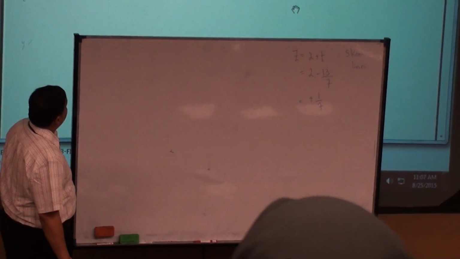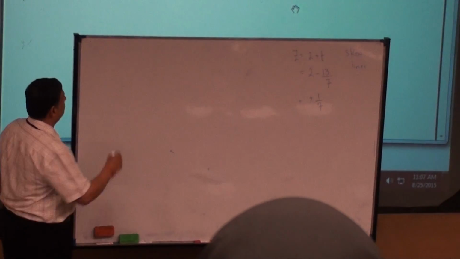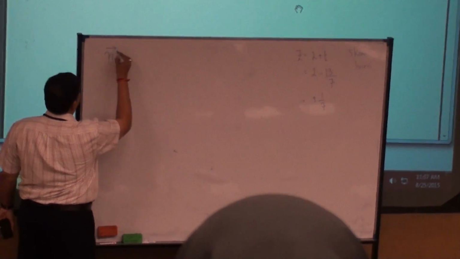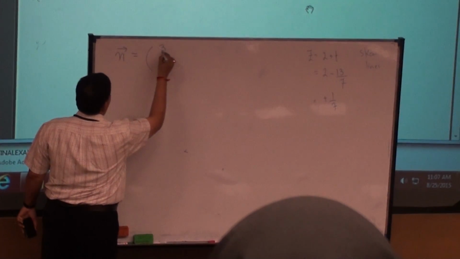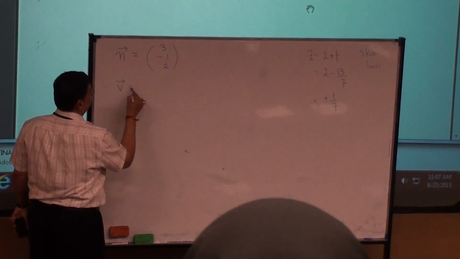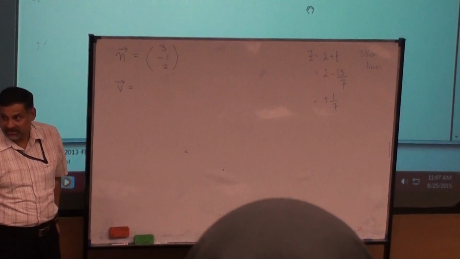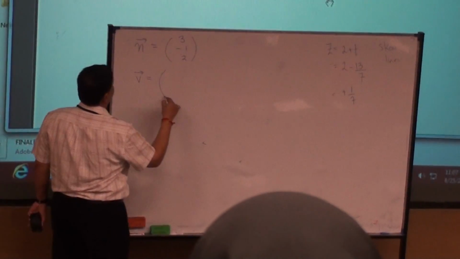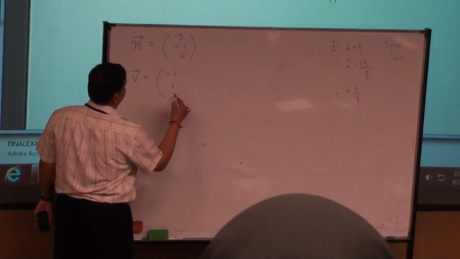The line is parallel to the plane 3x minus y plus 2z minus 6. The plane always has a normal, which is (3, -1, 2). And the line always has a direction vector, which is (-1, 1, 2).